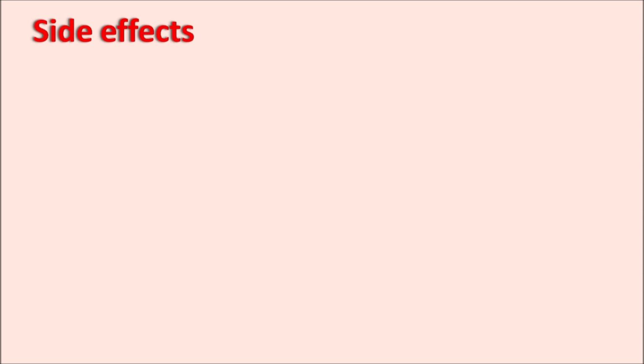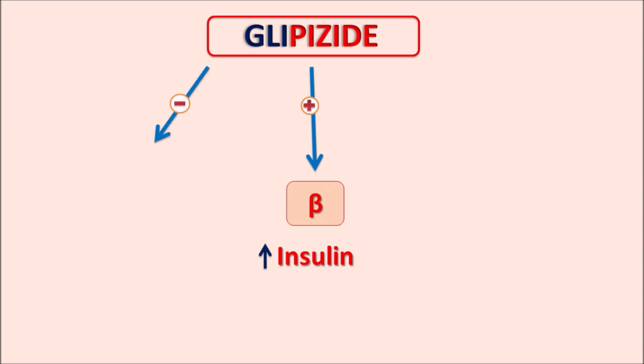What are the side effects? One of the important actions of glipizide is the stimulation of beta cells. So when these beta cells are stimulated, it increases the insulin release. But apart from its action on beta cells, glipizide can also act on the other pancreatic cells. It can inhibit the alpha cells which are releasing the glucagon. So glipizide can decrease the release of glucagon, thereby it can control the glucose levels.